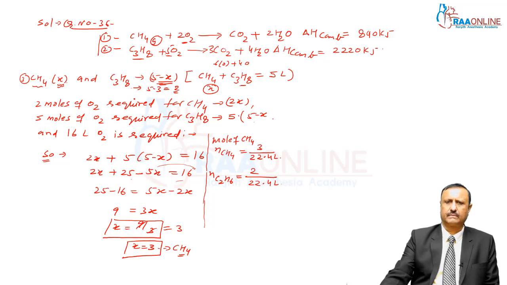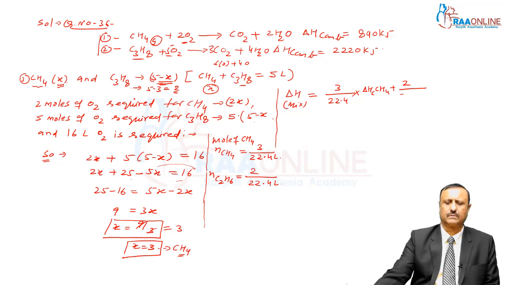Now, we can see here delta H mixing, when both are mixed with each other. So, you can see here 3 upon 22.4 liter is mixed with, this is the heat of combustion, delta Hc of methane, plus 2 upon 22.4 liter multiplied by the heat of combustion of propane, C3H8.